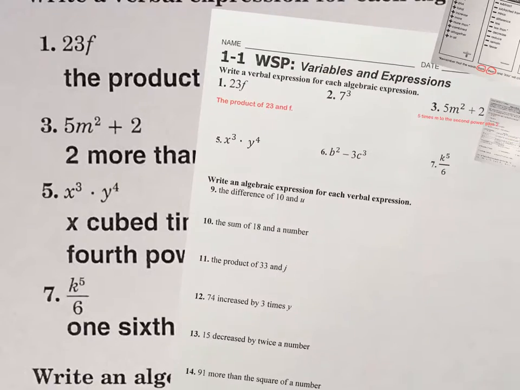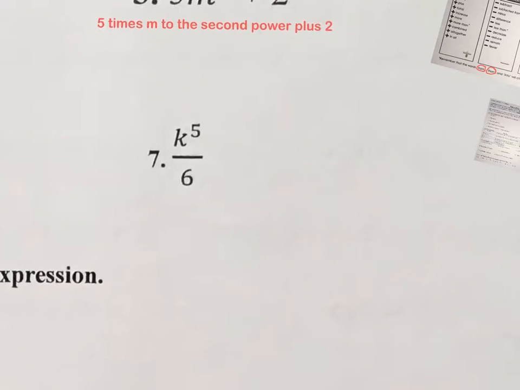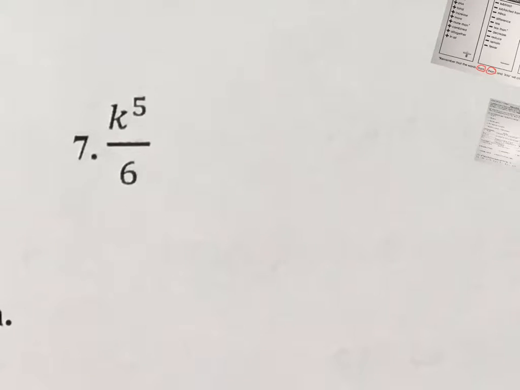Let's go through and do another one. Let's go with number 7. What would you say on number 7? Don't look at the back side. What do we have here? We have K. So you could say a number, or a number K to the 5th power divided by 6, right?